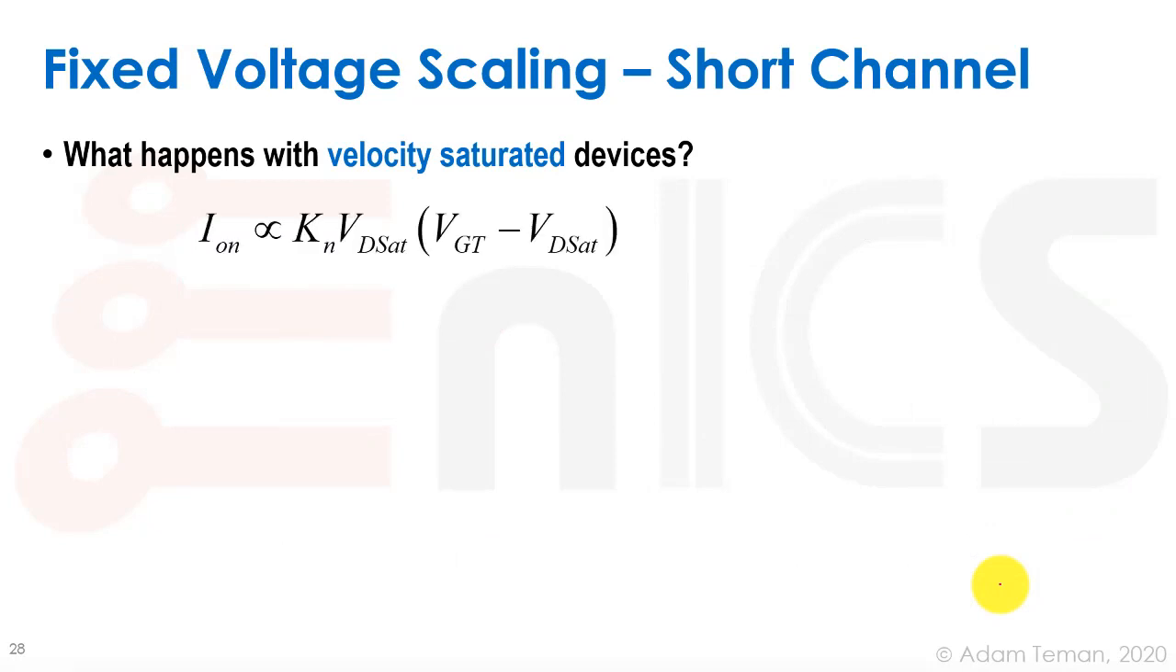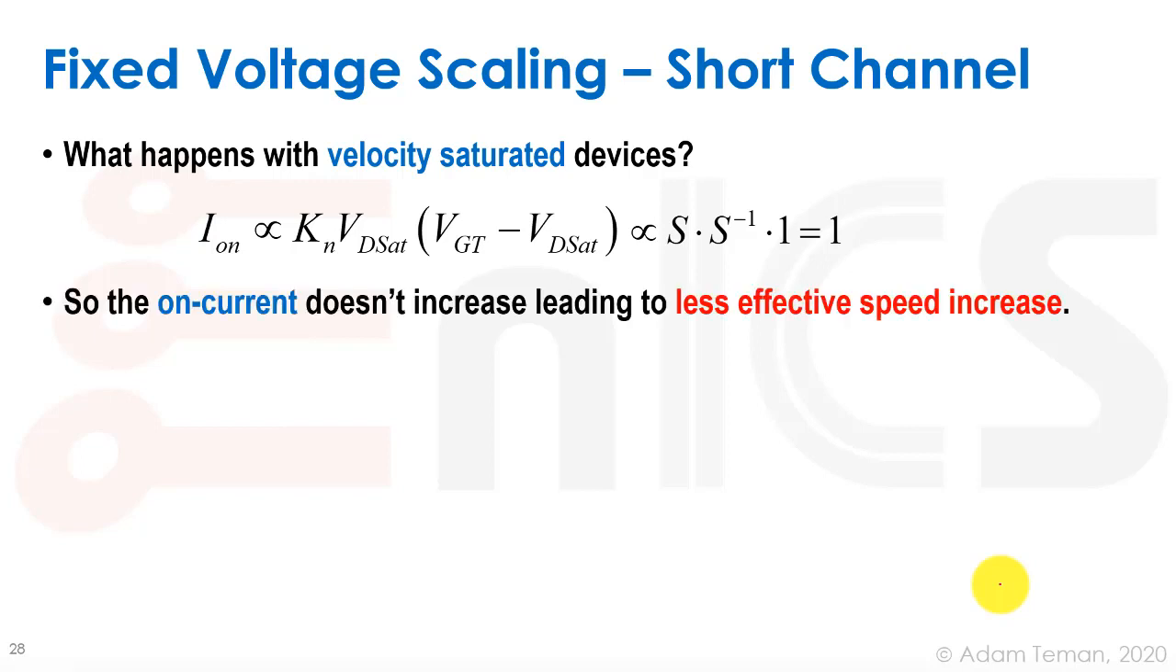So what happens with the velocity saturated devices? Again, our I-on is Kn VDSat times VGT minus VDSat, something like that. Okay, and that means that I-on stays pretty much constant, because remember, VDSat also scales at 1 over S. So the on current doesn't increase, and this leads to less effective speed increase.